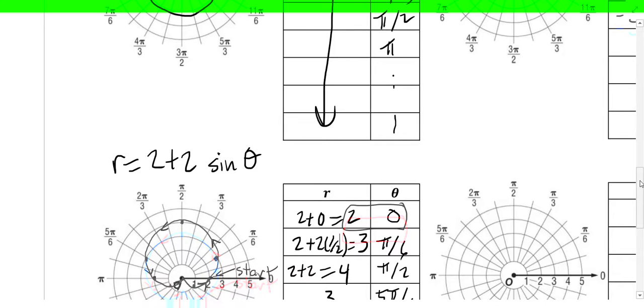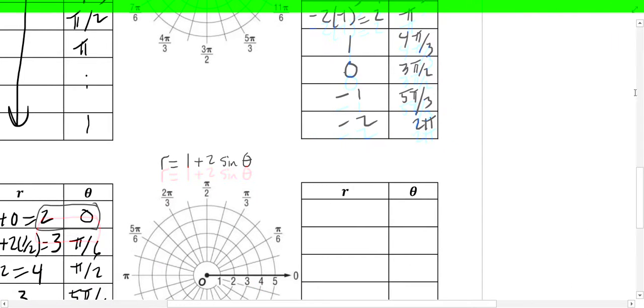So our next one we're going to try is 1 plus 2. So this time it's going to be r equals 1 plus 2 sine of theta. And for this one, we want the same convenient values. We're doing all sines. You're going to do cosines on the homework, so it's okay. Don't worry. We're going to switch it up all over the place. You just have to get used to it. All right. Shifting down.